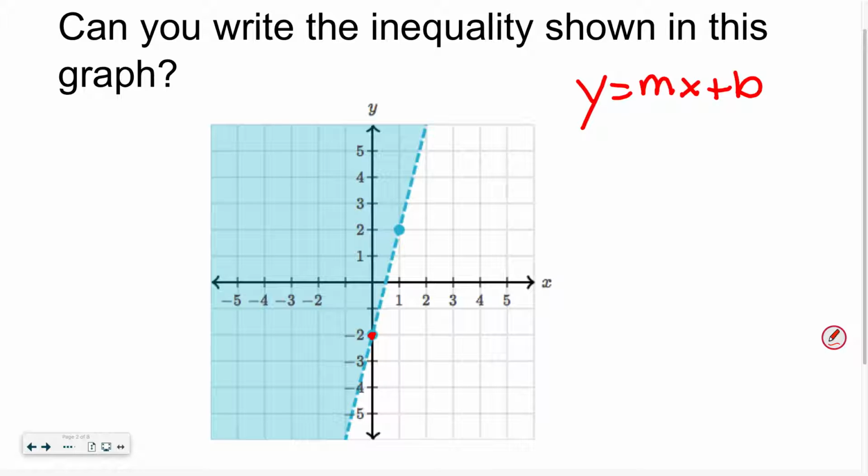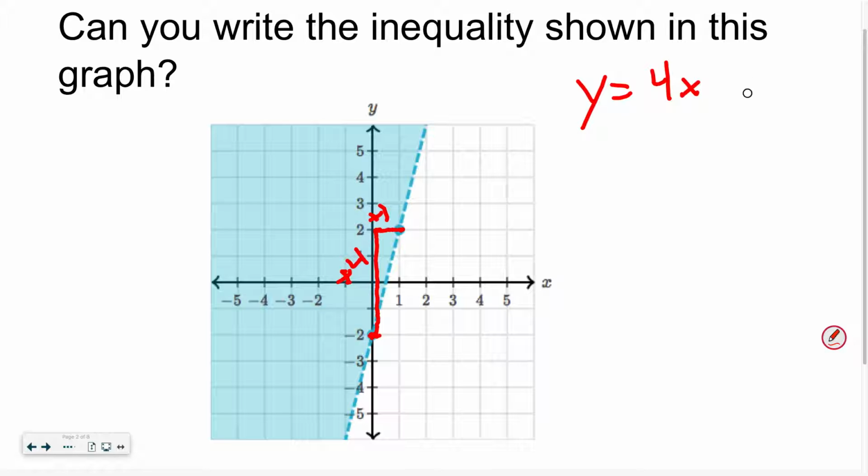4x minus 2. How do you get that? Because I went up 4, which meant to the dot, and then I went over 1. Yeah, so up 4 over 1, we know our slope is the rise over run, or the change in y over the change in x. So we have y equals 4x minus 2. Good.